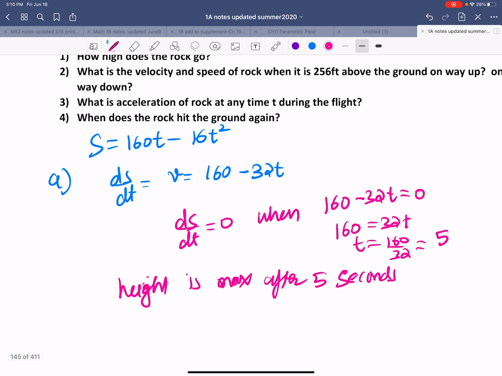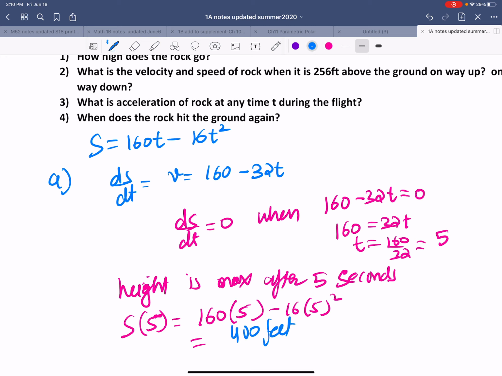So we can find the height after 5 seconds: 160 times 5 minus 16 times 5 squared. That's going to tell me what is the height when time is 5 seconds, and that's going to be my maximum height. 160 times 5 minus 16 times 25 turns out to be 400 feet. So the maximum height is 400 feet. So that's part A.